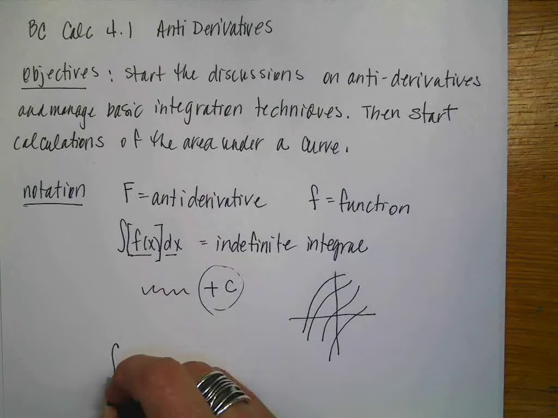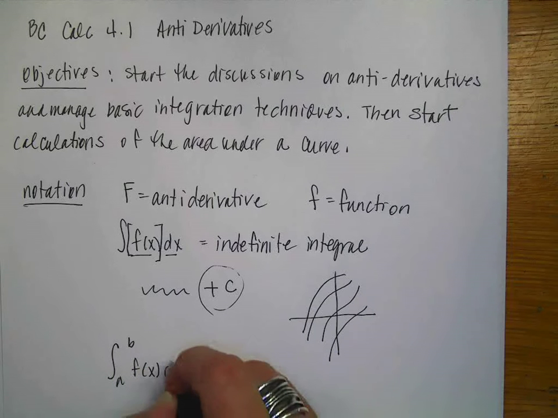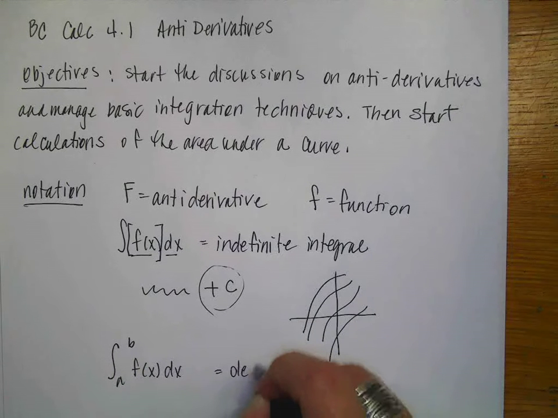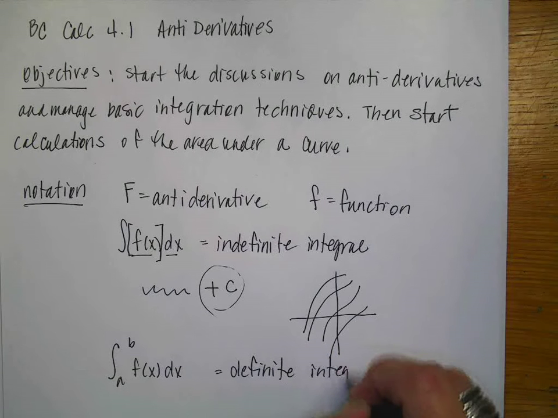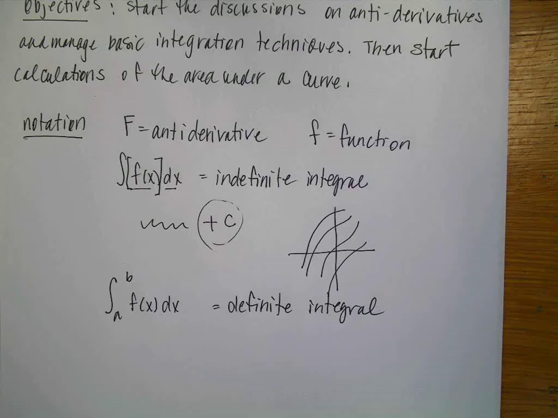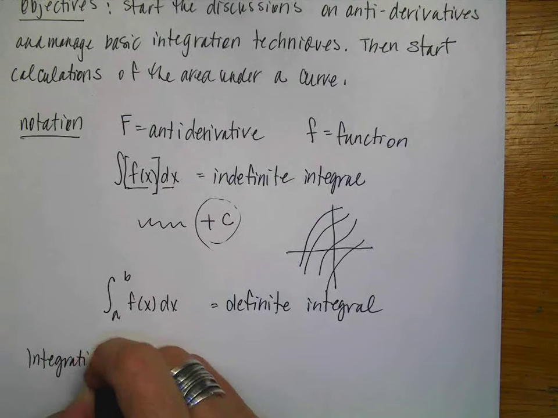All right. The other way that you're going to see an integral is a definite integral. It would be definite because it goes from a to b, and so it has a specific beginning point and a specific ending point. Okay? So I just have a lot of things to tell you in general about integrals.